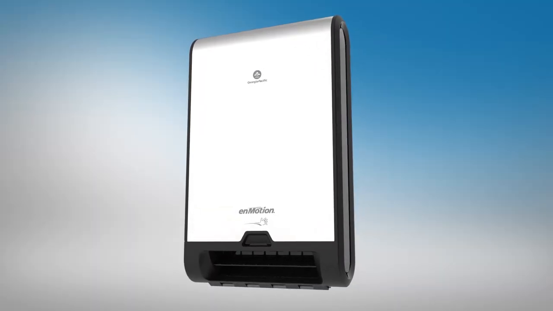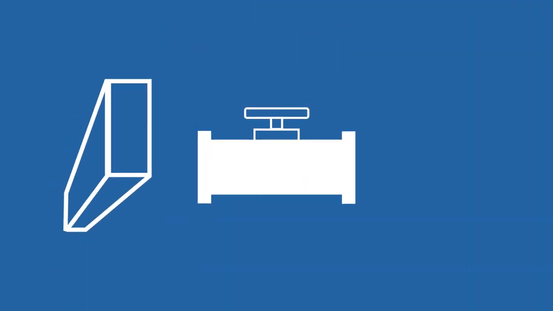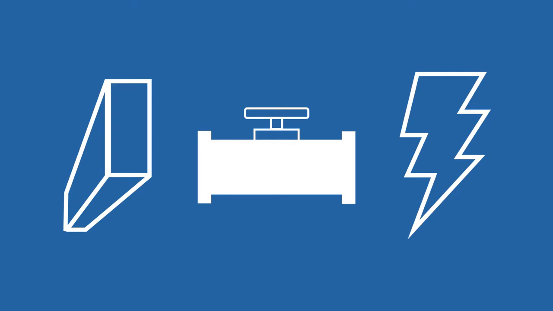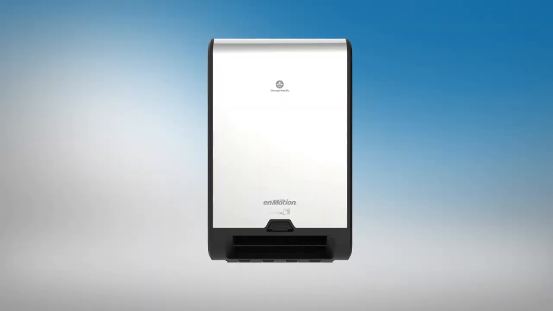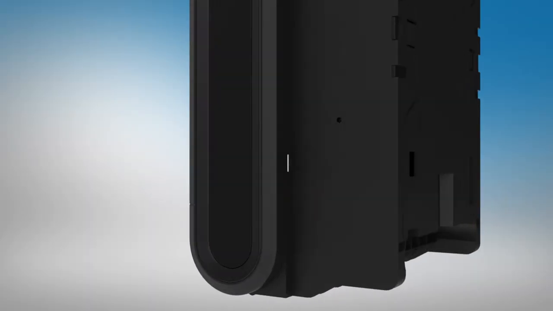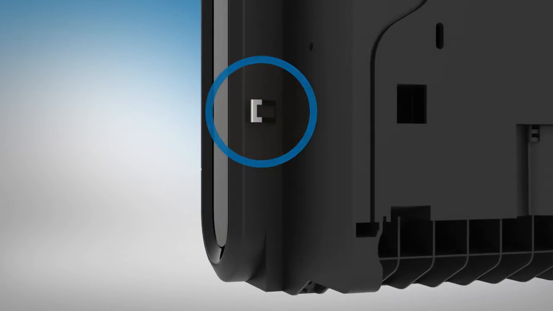Before cutting the hole, be sure to consider studs, pipes, and electrical wire that may be inside of the wall. Notice the metal static ground clip on the right side of the back plate. This must be in contact with the wall to properly ground the dispenser. Failure to properly ground the dispenser will cause damage to the unit and may cause the unit to become inoperable.